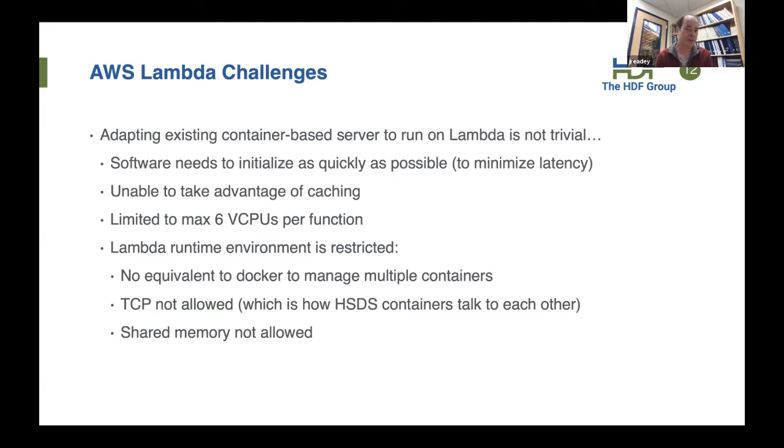And the runtime environment is restricted. So there's no Docker inside Lambda. You can't use TCP, and shared memory is not allowed. So I think these last two are restrictions AWS put in Lambda to prevent any kind of leakage from different customers invoking Lambda functions on the same environment.